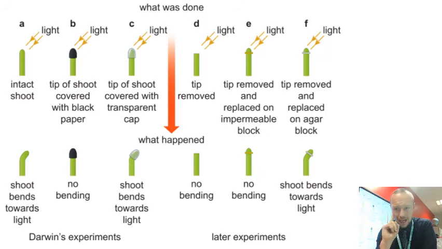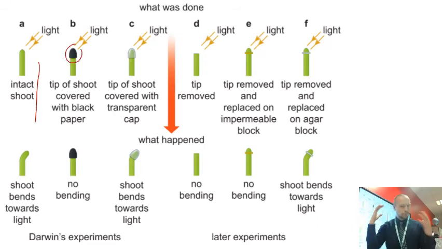One more thing. How do we know this? Pause this and make sure this makes sense. I'll just explain a couple of things. So the first thing is if you have a shoot and it bends towards the light, no problem. What happens if you put some tin foil on the top? It will not bend towards the light because the auxins are not going to move away from the light. So there's no bending, so we can prove that. Is it not just the cap that makes it not bend towards the light? No, because if you put a clear cap on, the light can get through and it does have an effect.